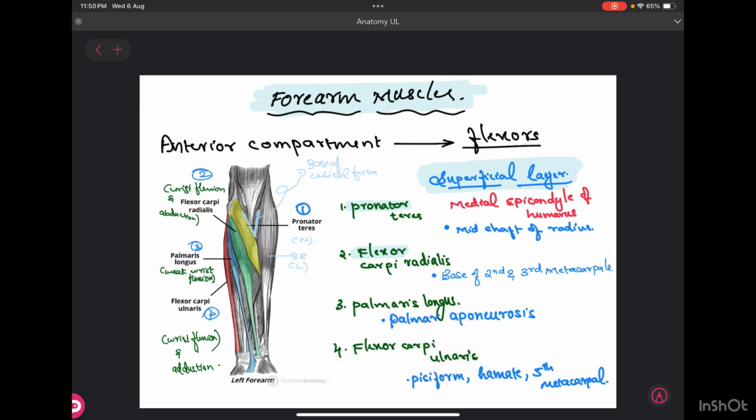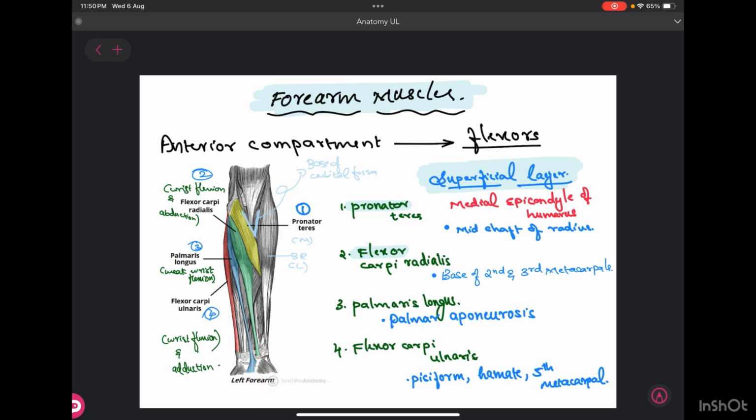And then comes the flexor carpi ulnaris. This is the red color muscle. It originates from, of course, the medial epicondyle of the humerus, and where is it inserted? It is ulnaris, so it is inserted somewhere here, that is the pisiform, hamate and fifth metacarpal. Is that clear? If it is radialis, it is inserted somewhere here.